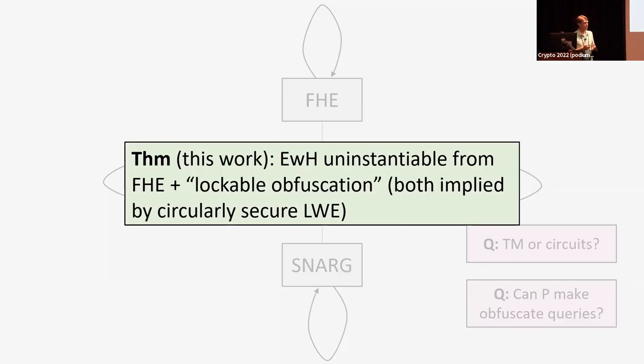And I will point out that actually this is not crazy. So one of the side contributions of this work was to improve the assumptions underlying the encrypt-with-hash uninstantiability to fully homomorphic encryption and a weak form of obfuscation called lockable obfuscation. Both of these are implied by circularly secure LWE. So if you wanted to capture our new uninstantiability for encrypt-with-hash, you would have to have both lockable obfuscation and fully homomorphic encryption.